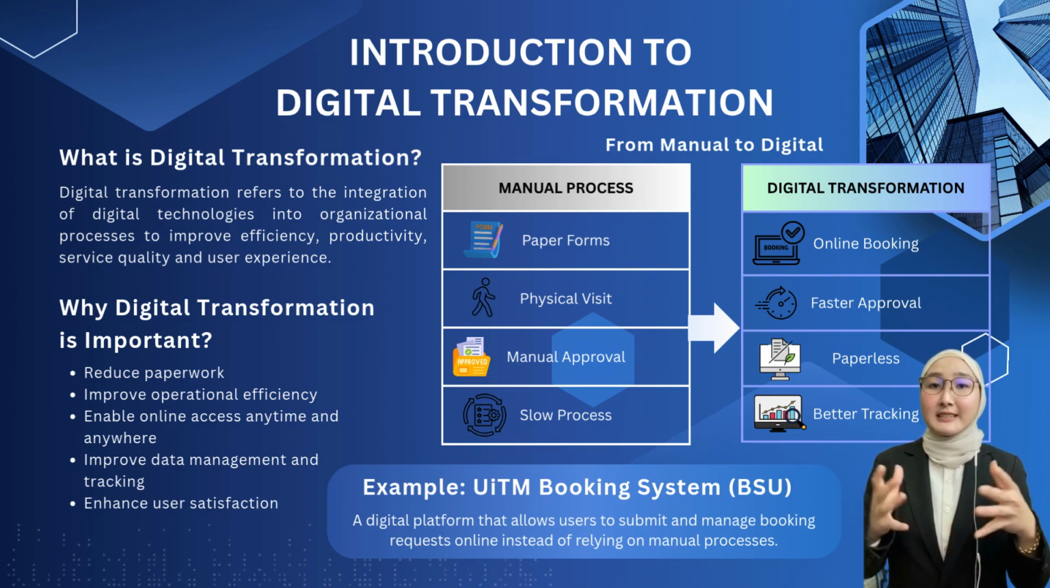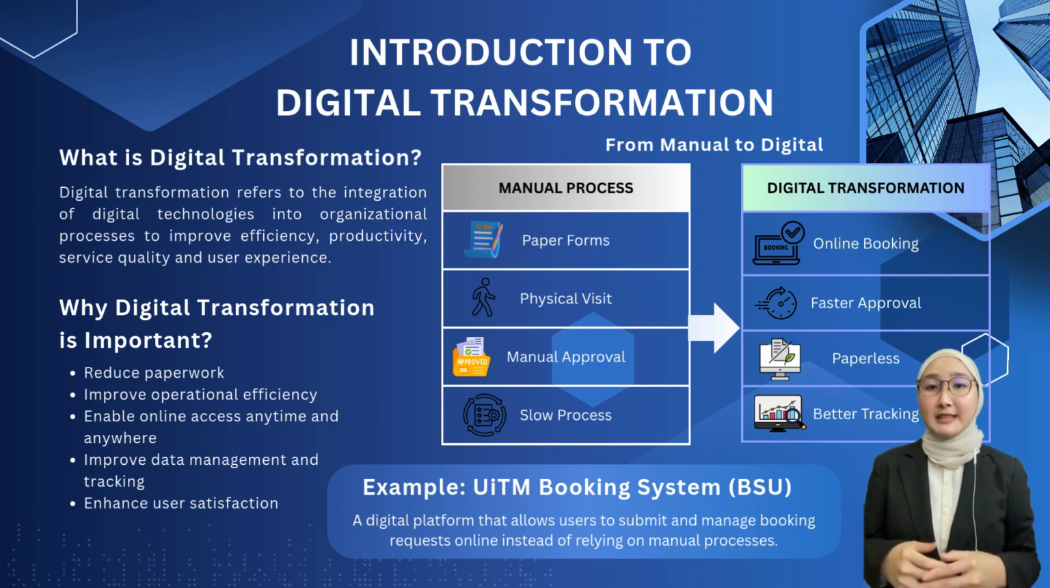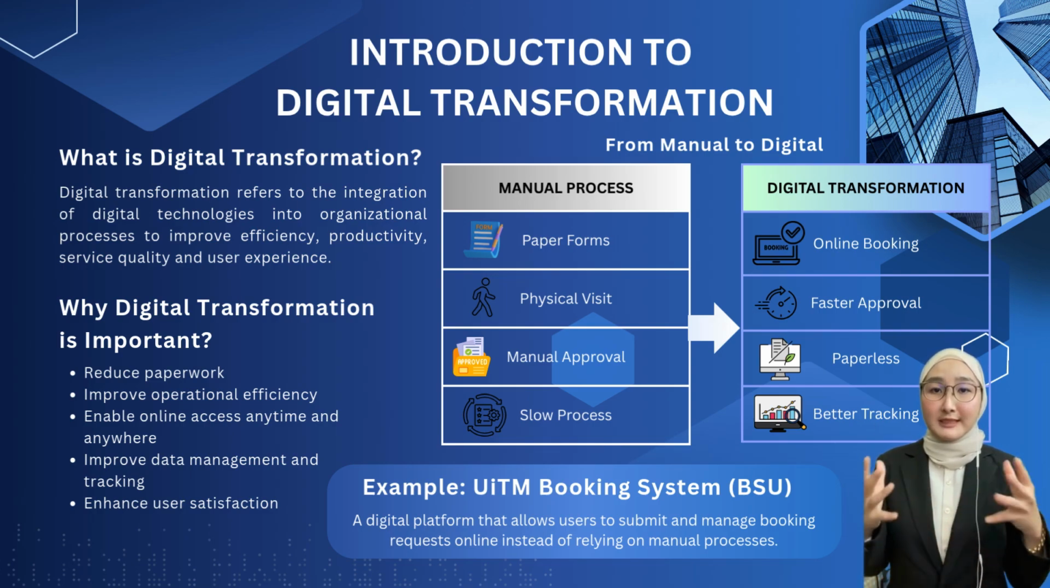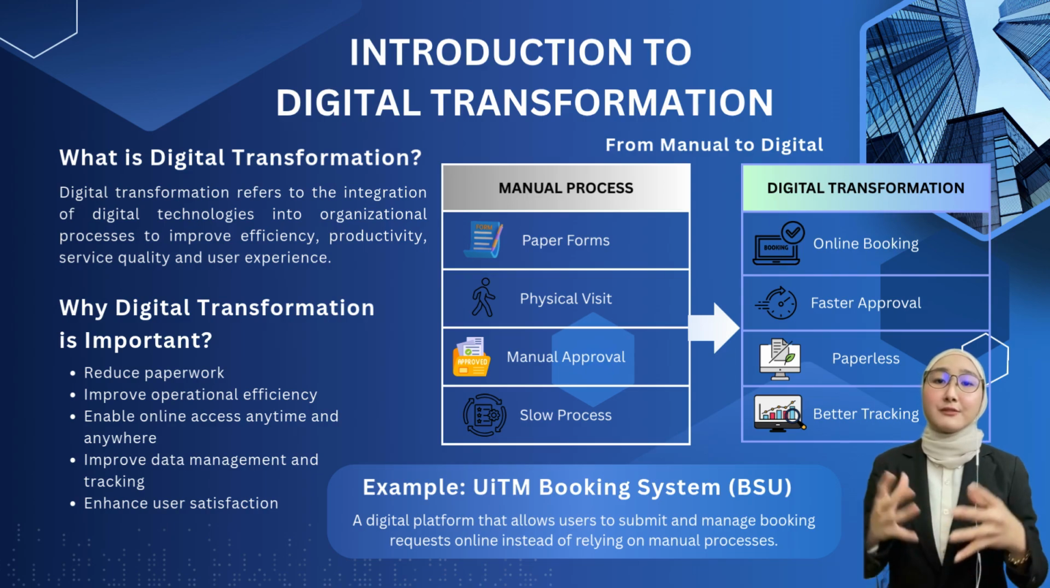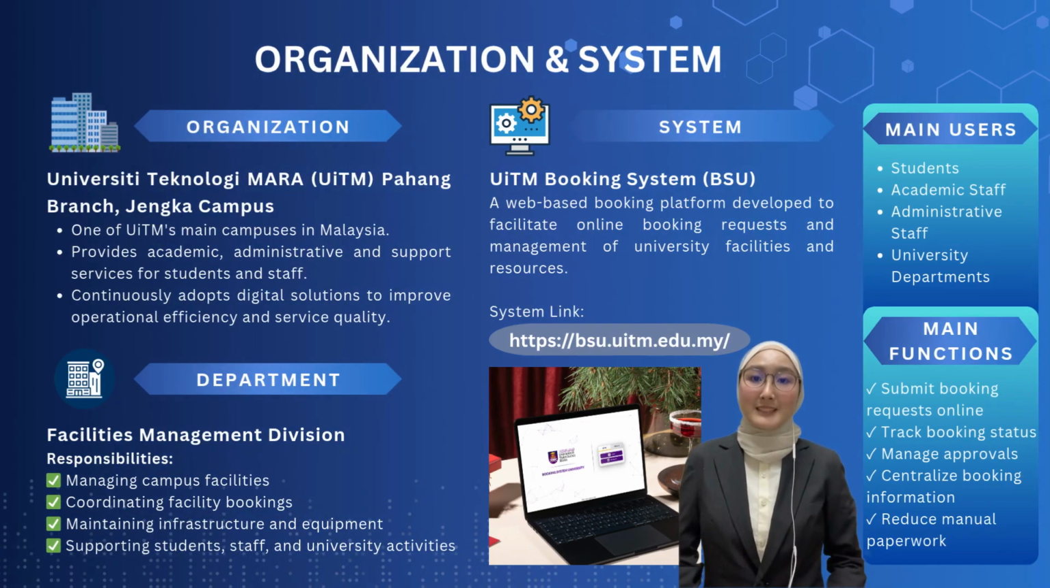With digital transformation, these manual processes are replaced by online systems that provide faster approvals, better tracking, improved data management, and easier access to services from anytime and anywhere. This transformation is especially important in higher education institutions where thousands of students and staff depend on efficient administrative services every day. One practical example is the UiTM Booking System, or PSU. Instead of relying on manual booking procedures, users can now submit and manage their booking requests through an online platform, creating a more efficient and user-friendly experience for the entire university community. Now that we have understood the concept of digital transformation, let's move on to our case study.